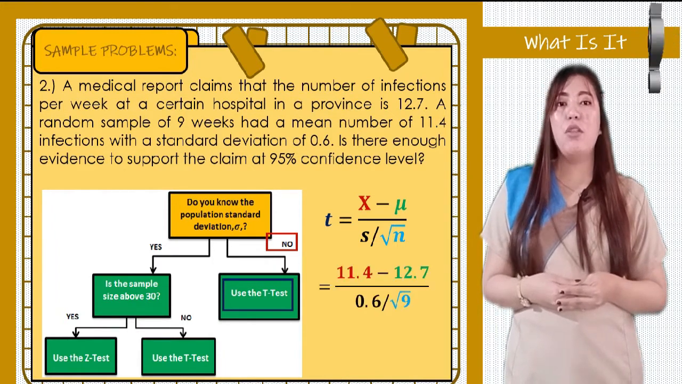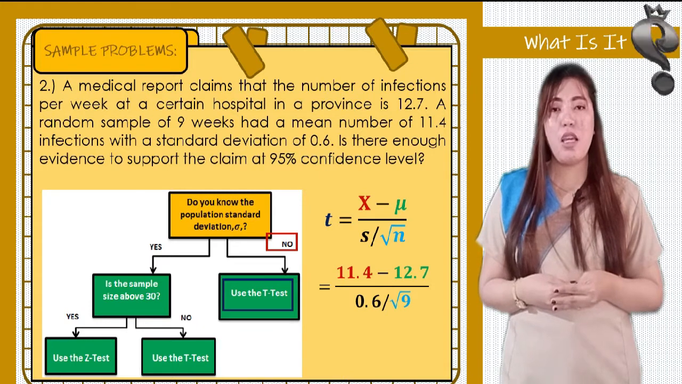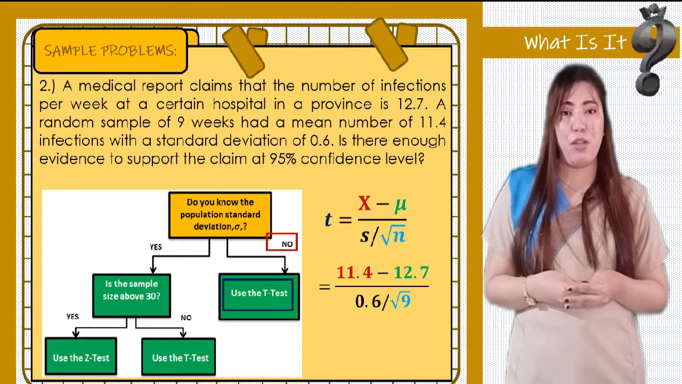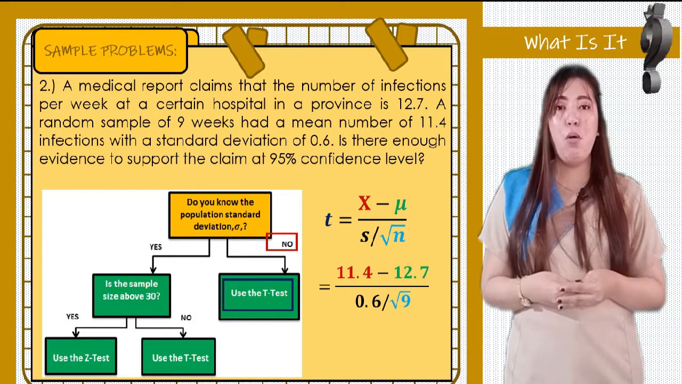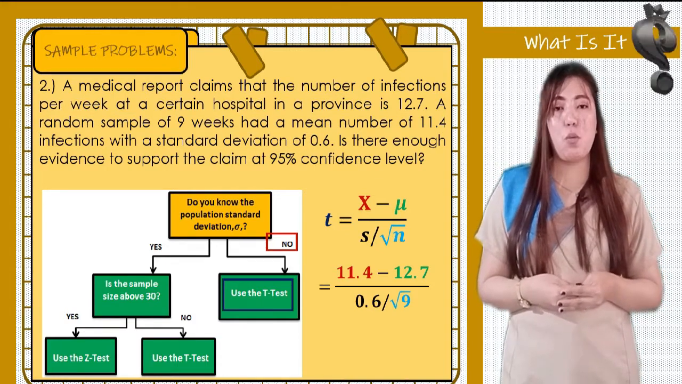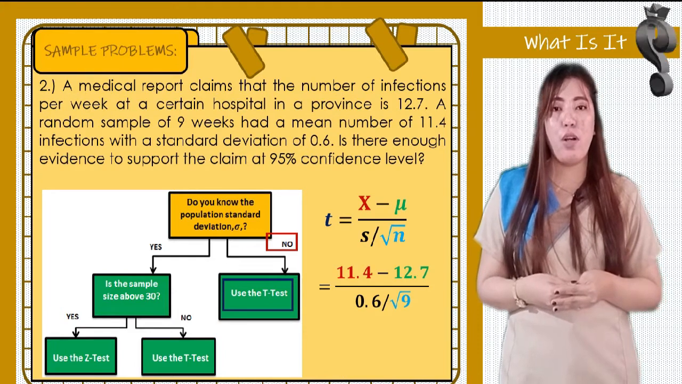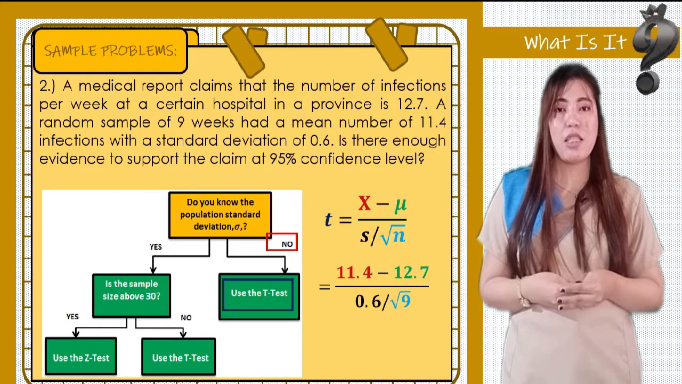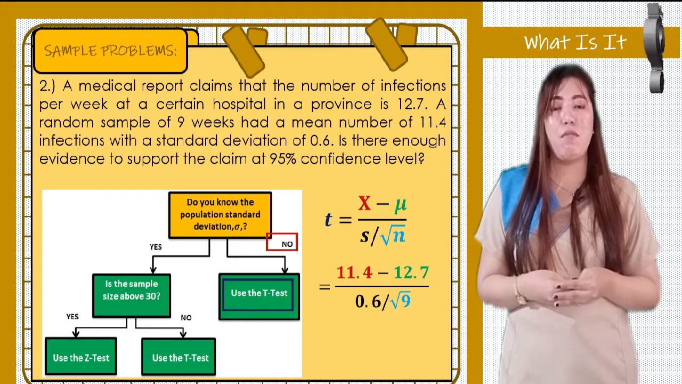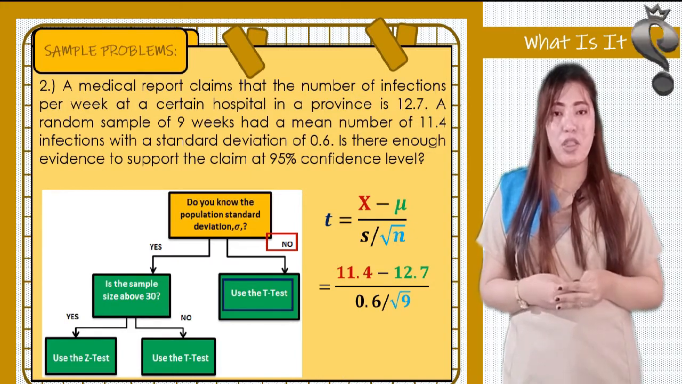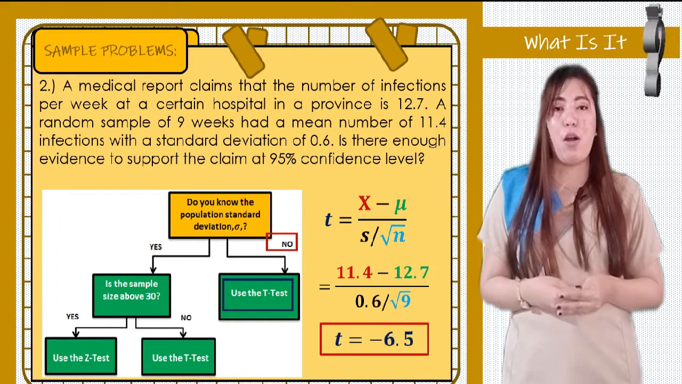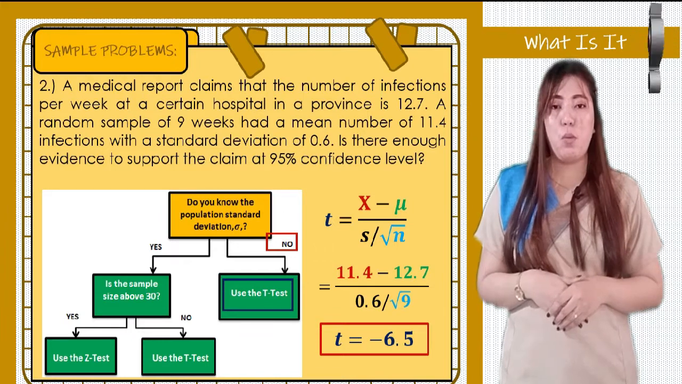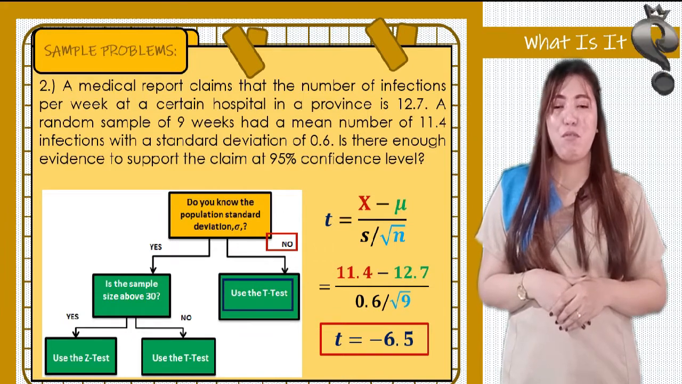Substituting the given to the formula, we have t equals x, or the sample mean, which is 11.4, minus mu, or the population mean, which is 12.7, all over s, or the sample standard deviation, which is 0.6, divided by the square root of n, or the sample size, which is 9. Performing the indicated operations, we have t is equal to negative 6.5.